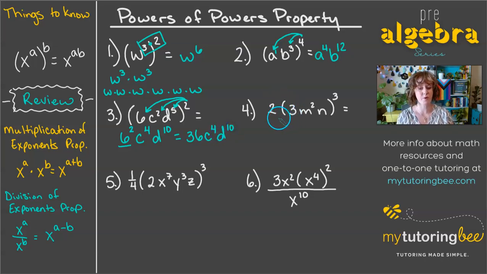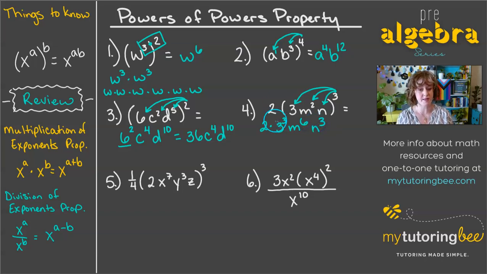All right, in number 4, we also have a coefficient here and some other bases, some other variables inside the set of parentheses. But then we also have a number that's being multiplied outside the set of parentheses. So this 3 exponent only gets applied to the things that are inside the parentheses. So this 2 is going to stay at 2, and then we're going to multiply that times 3 to the 3rd, and then we're going to get m to the 6th, and then n to the 3rd.